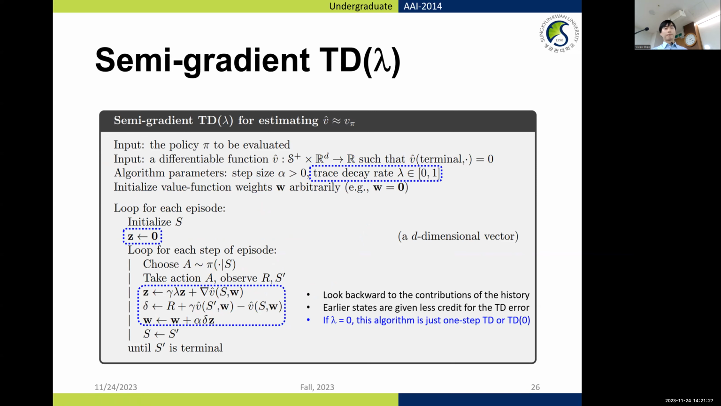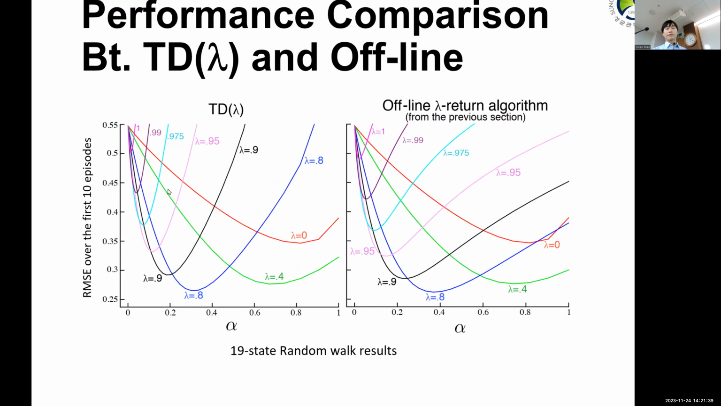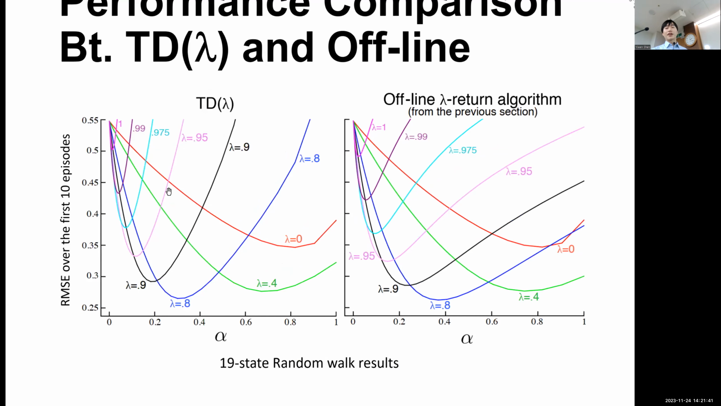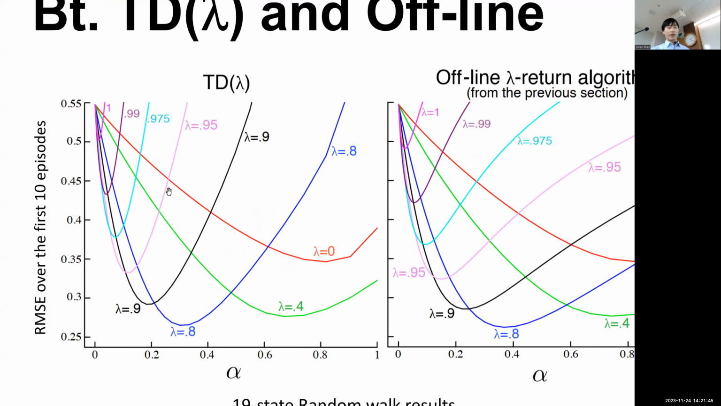This is the so-called semi-gradient TD lambda with the eligibility traces. So now we can compare the performance. If you look at the performance, it is similar to the previous one. Actually, if you look at here, the optimal performance is similar.